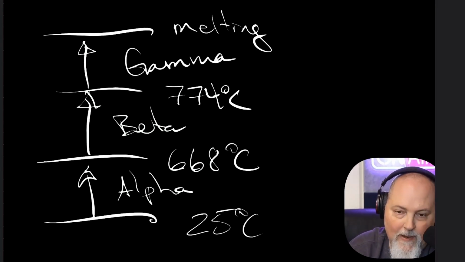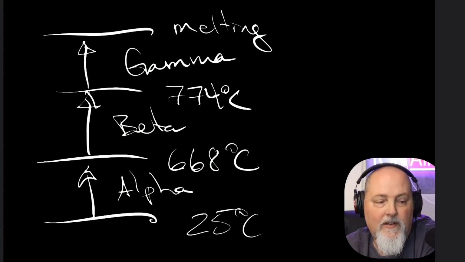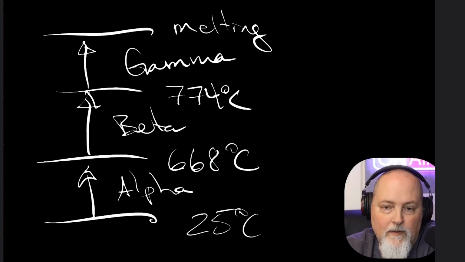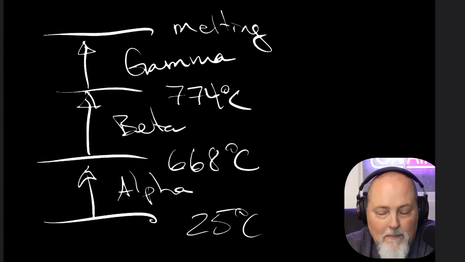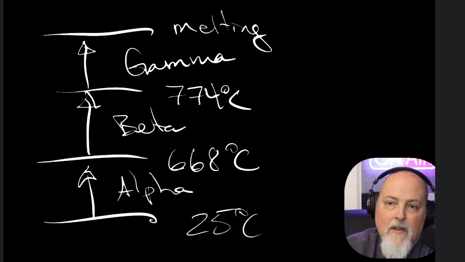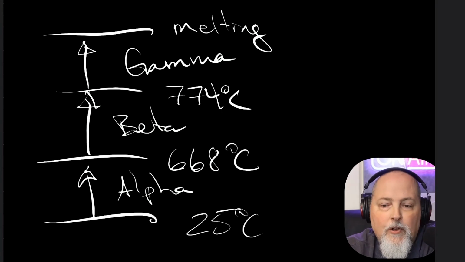Again, this isn't radiation. This is just the types of, or the phases. Alpha has an orthorhombic structure. Beta has a tetragonal structure, and gamma has a BCC structure. If you remember BCC, we talked about that. That's body-centered.